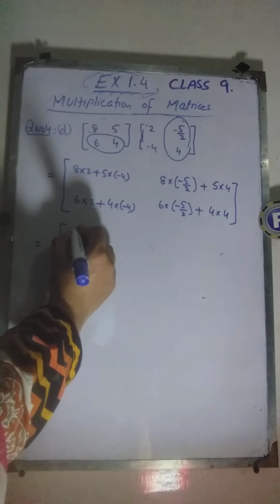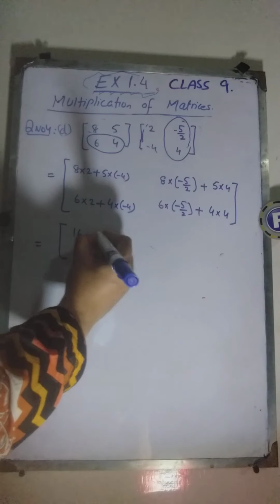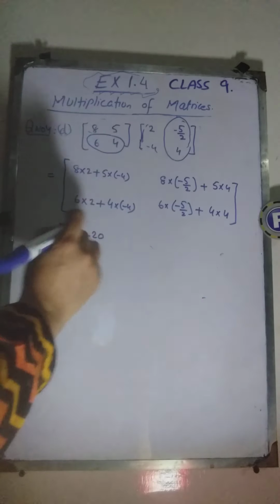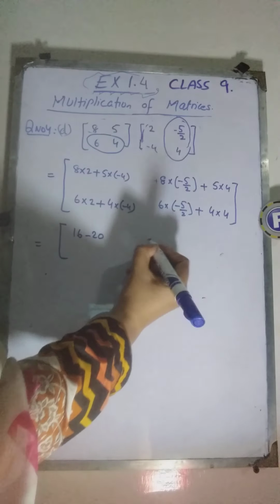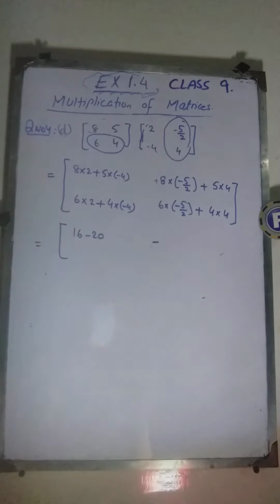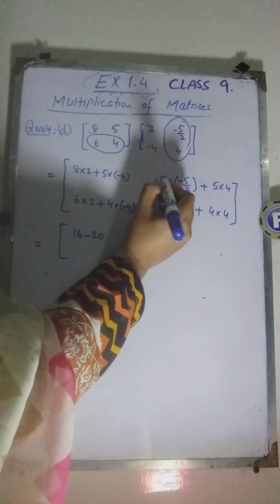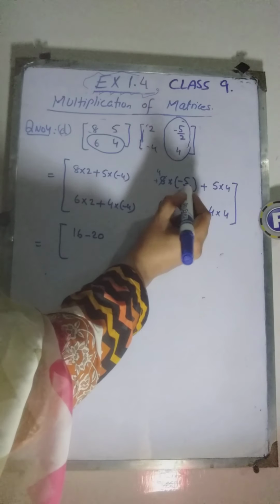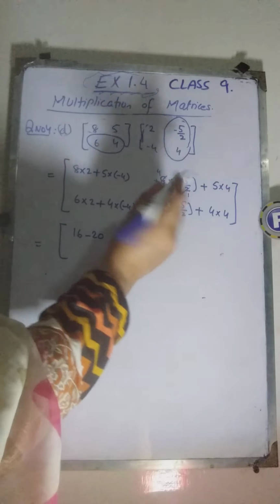2 8s are 16. 5 into negative 4 will be negative 20. So this will be 16 minus 20. Here, plus and minus, we are going to get the answer in negative, and here we have 2 1s are and 2 4s are. As this is a fraction, we can cancel these two numbers, 2 1s are and 2 4s are.